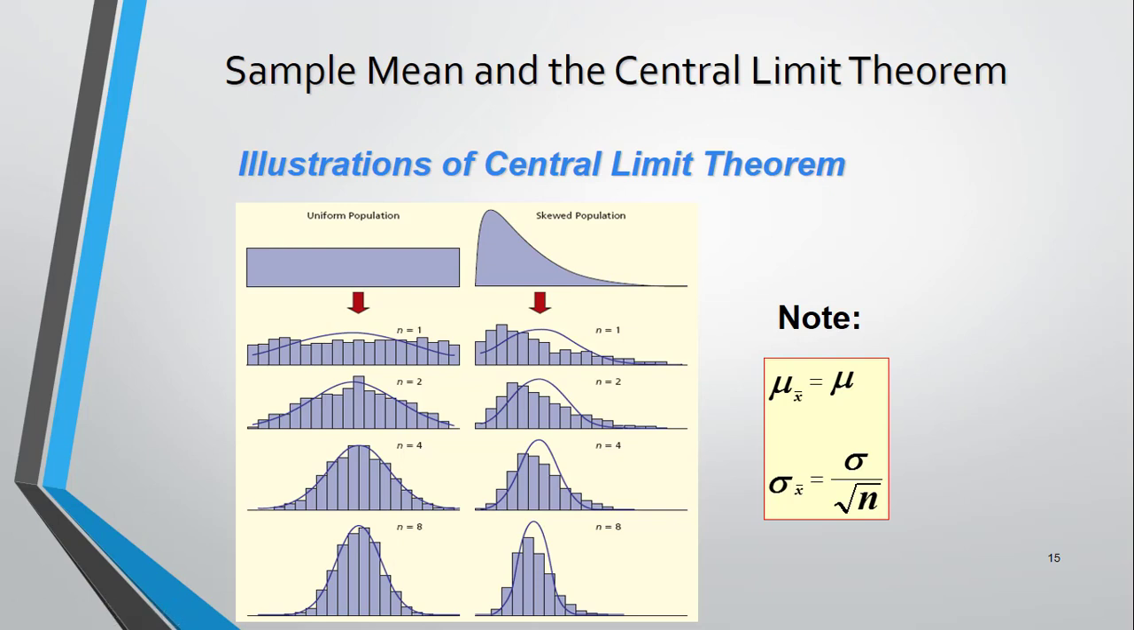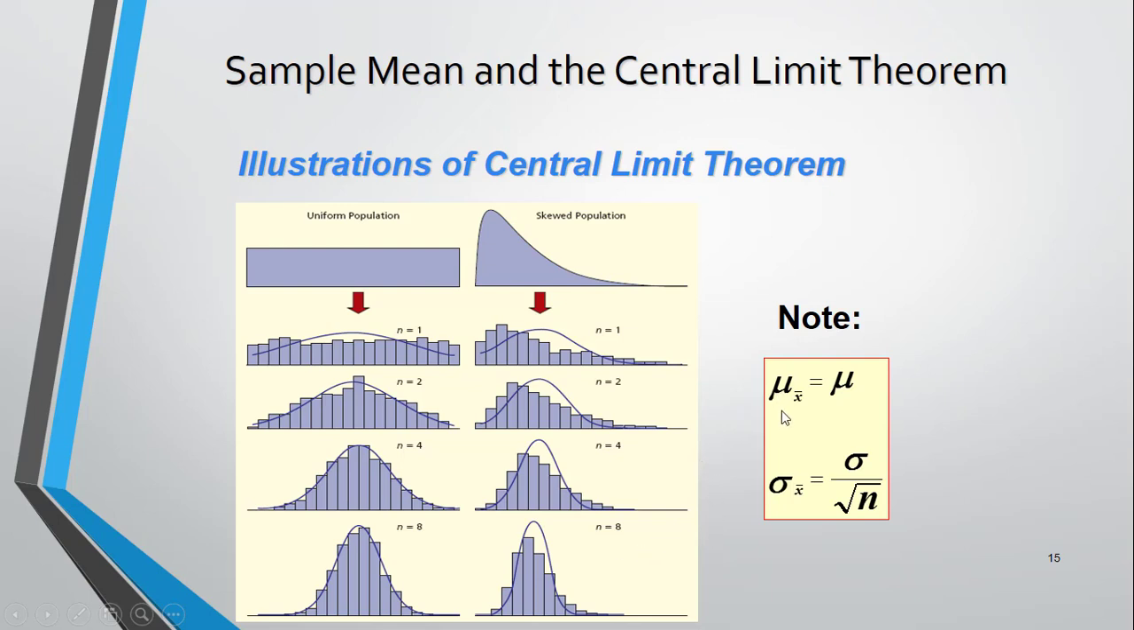So that's the beauty of the central limit theorem. If you have a skewed population and you take a sample from it, with a sample size of 1, that's what you get. At 2, that's what you get. At 4 and 8, you can see it gradually approaches a normal distribution. So that's great. That's why we can use the normal distribution to solve many problems in business.